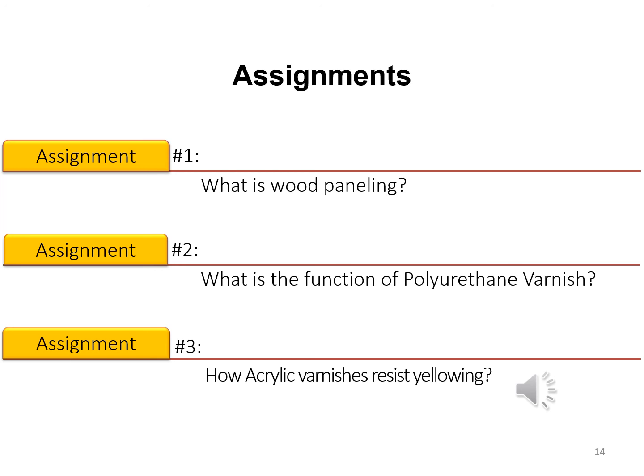Assignments. Assignment number 1 is: what is wood paneling? Assignment number 2 is: what is the function of polyurethane varnish? Assignment number 3 is: how do acrylic varnishes resist yellowing?